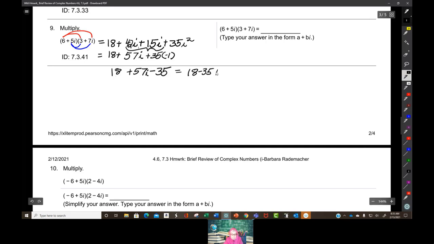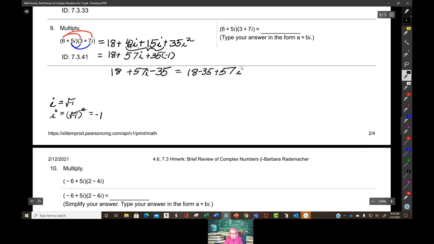So why does i squared turn back into a real number or an integer or whatever? Because, let's see, i equals the square root of negative 1. i squared equals the square root of negative 1 squared. The square and the square root cancel each other out, leaving me with the number underneath. Okay, that makes sense. Thank you. Good. All right. Plus 57i.